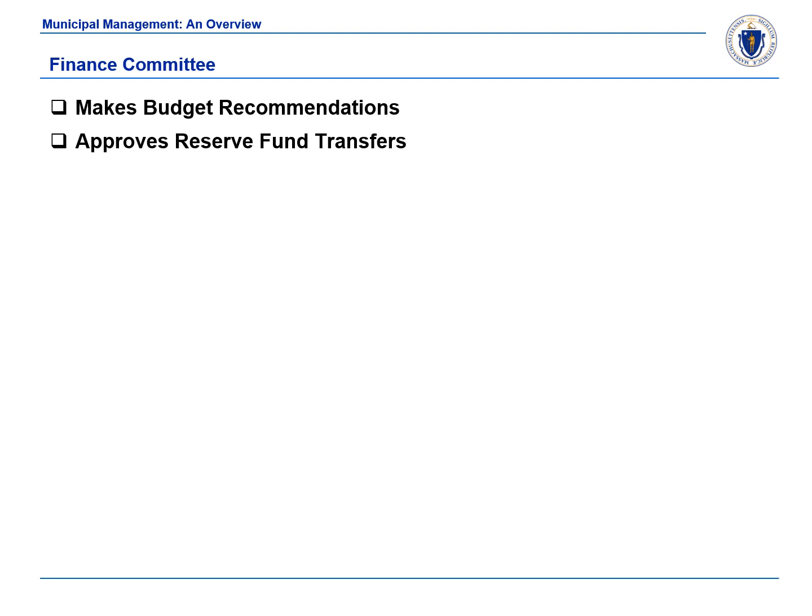The Finance Committee has exclusive control of the town's reserve fund, which is a contingency fund appropriated by town meeting to provide for extraordinary or unforeseen expenditures. An example would be the necessary repair of the boiler in the town high school, which unexpectedly broke down.